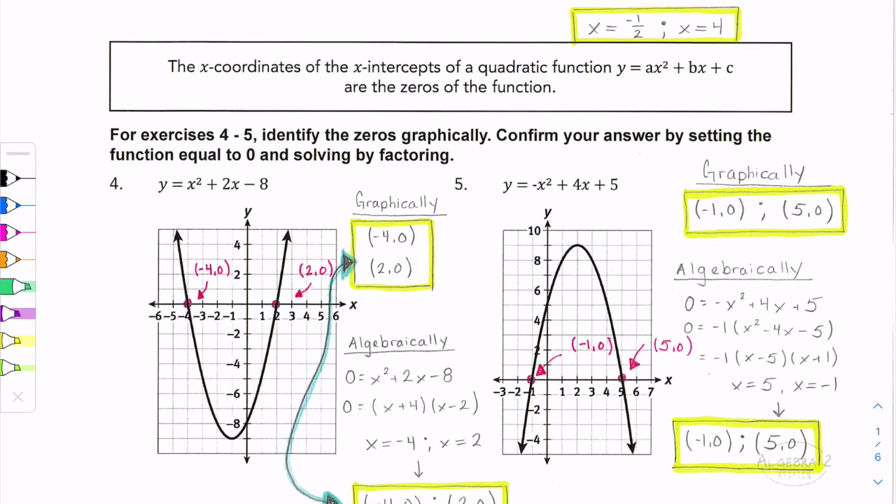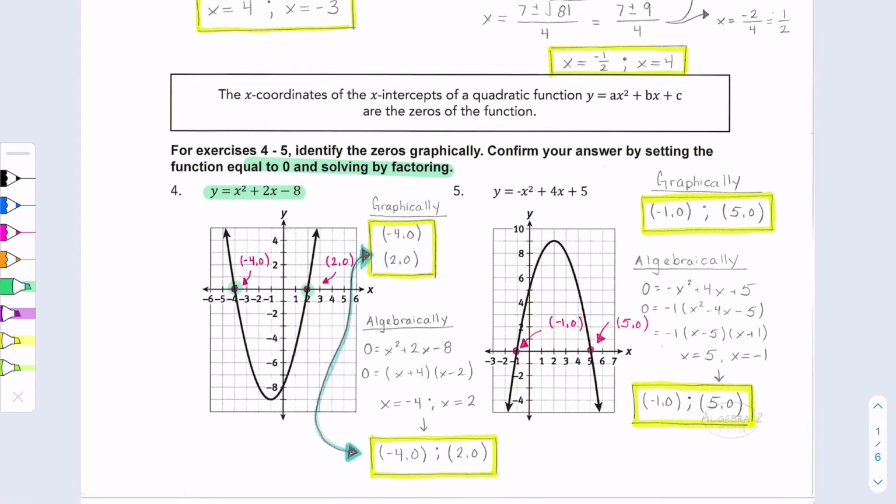And then down here on the 2 graphs you see, it says to identify the zeros graphically and confirm by setting the equation equal to 0 and factoring. So for number 4 and 5, you need to look at the graph. You need to identify where your zeros are. Then you need to take the function that it gives you, set the function equal to 0, factor it, and solve. Once you do that, confirm that your answers graphically and your answers algebraically are the same. So you can do this for both 4 and 5.